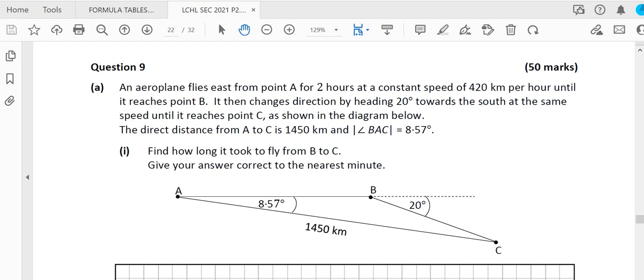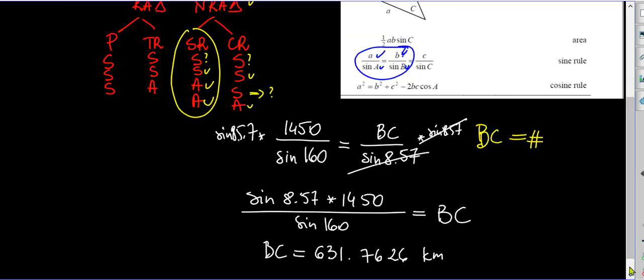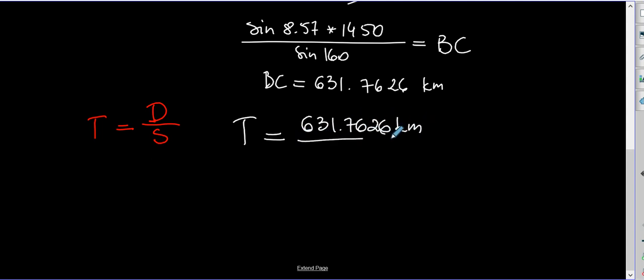Oh, I apologize, I didn't read well, and I'm always telling you to read. We actually have to find not the length from B to C, but how long it took. So this is how far they went. How will I find how long it took? Using this formula. I'm looking for time, therefore it will be distance divided by speed. So my time will equal the distance we just found, 631.7626 kilometers, divided by speed.